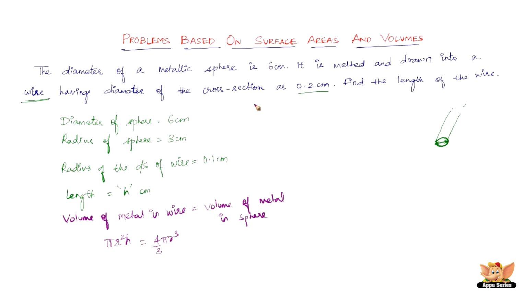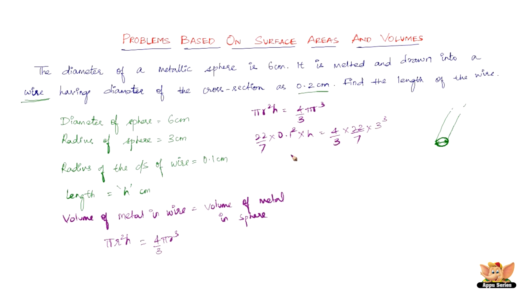So we've got pi r square h. So let me write that here again. Pi r square h equals 4 by 3 pi r cube. So pi is given by 22 by 7, and r is given by 0.1, so 0.1 square. And h, we have to find the h. So that equals 4 by 3 times pi, which is 22 by 7, times r, which is 3 centimeters. So it's 3 cube.